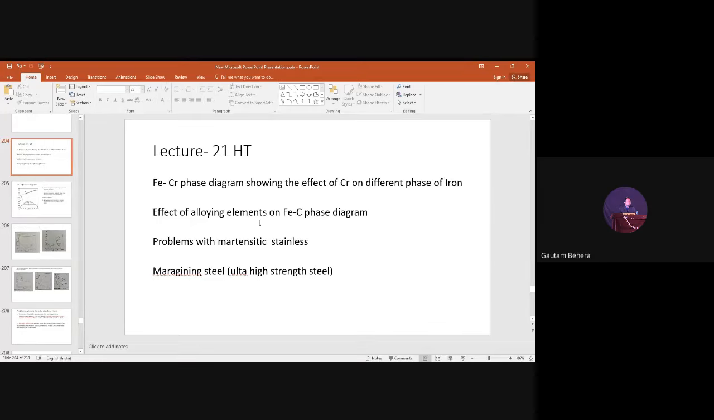And also we'll see the effect of alloying elements on the iron carbon phase diagram, right? So basically here we'll discuss what happens to the A3 point, that is the upper critical temperature, and what happens to the eutectoid temperature also, with addition of different alloying elements. Then problems with martensitic stainless steel.